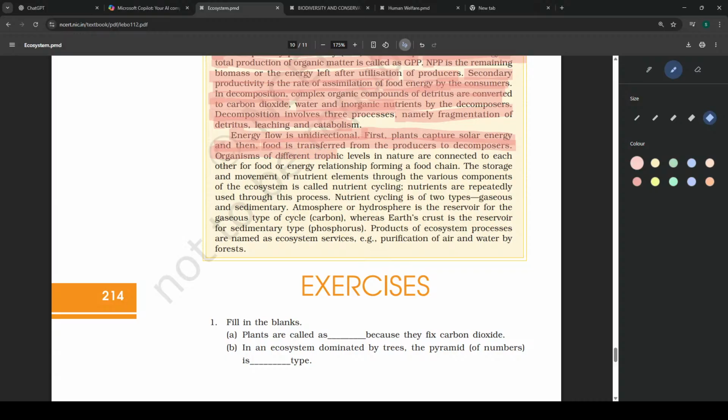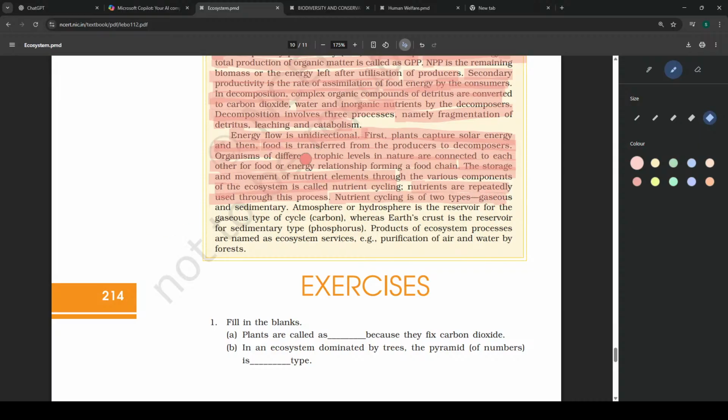Organisms of different trophic levels in nature are connected to each other for food or energy relationship, forming a food chain. The storage and movement of nutrient elements through the various components of the ecosystem is called nutrient cycling. Nutrients are repeatedly used through this process. Nutrient cycling is of two types.